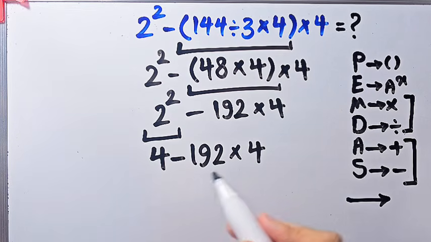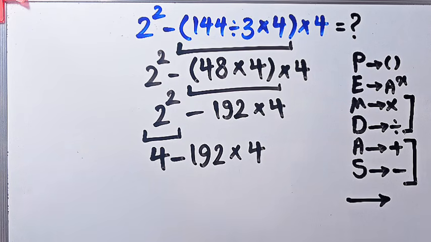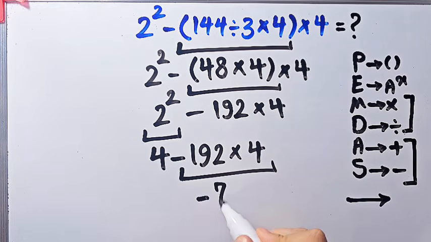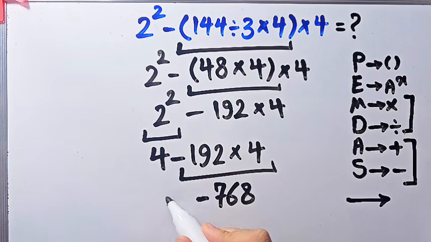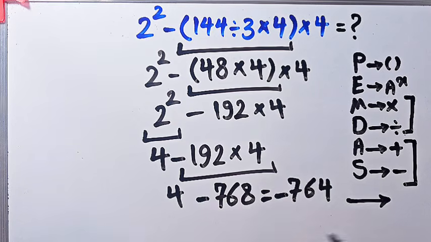Now we have subtraction and multiplication. According to the PEMDAS rule, multiplication has higher priority than subtraction. So first we simplify this multiplication. Negative 192 times 4 equals negative 768. Now we have 4 minus 768. 4 minus 768 equals negative 764. The final answer of this question equals negative 764.